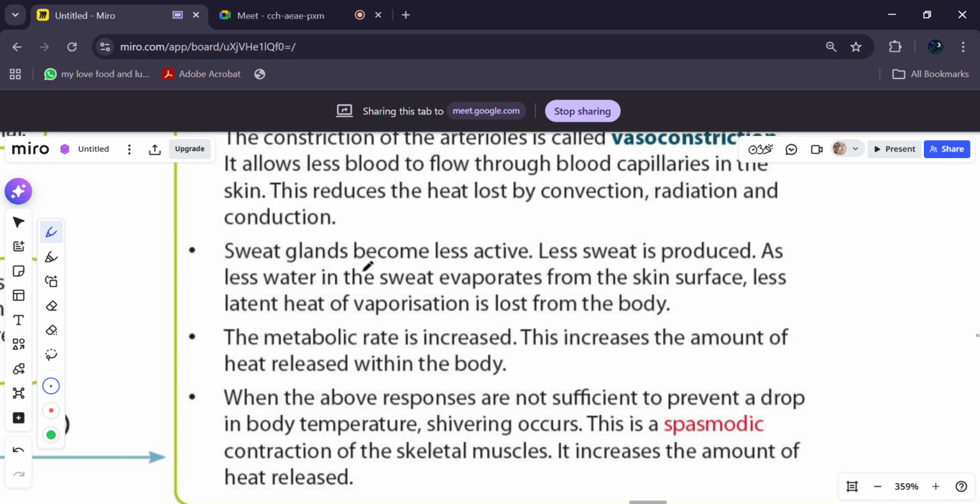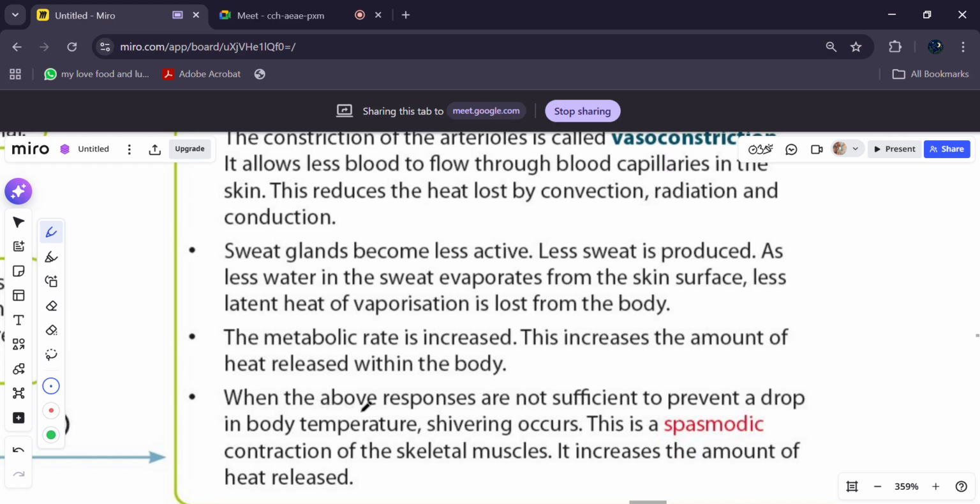The sweat glands become less active and less sweat is produced. Sweat never stops being produced, it's just that the amount of sweat produced varies. So when the temperature becomes cold, less sweat is produced as less water in the sweat evaporates from the skin surface. The metabolic rate is increased, and this increases the amount of heat released within the body.